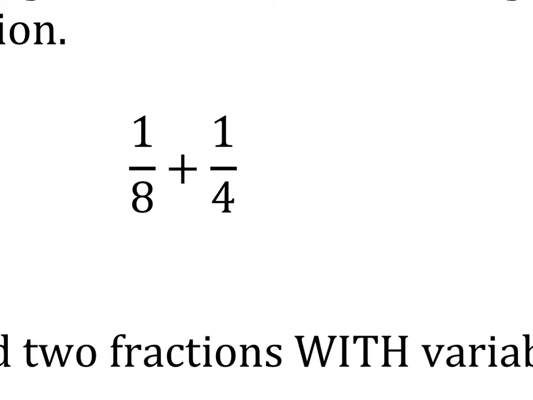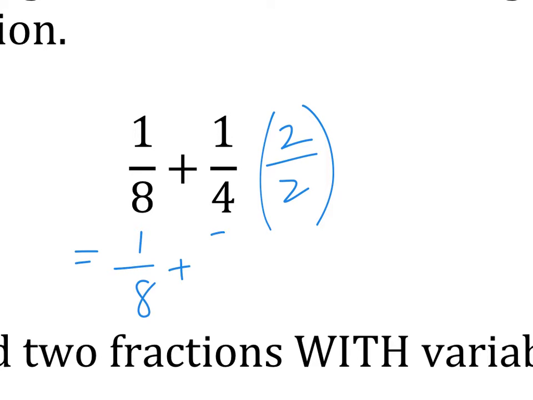So 1/8 plus 1/4, can I add them together? No, not right now. So what do I have to do? Same denominator. What's the least common denominator? 8. So how do I change it? Change 1/4 to 2/8, so basically multiply top and bottom by 2. We get 1/8 plus 2/8. Now that they have the same denominator, please don't add the denominators together. That's still 8, and then 3/8.